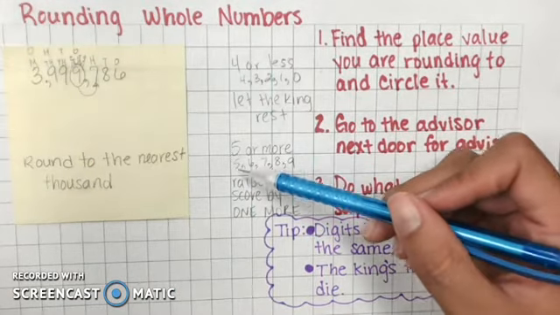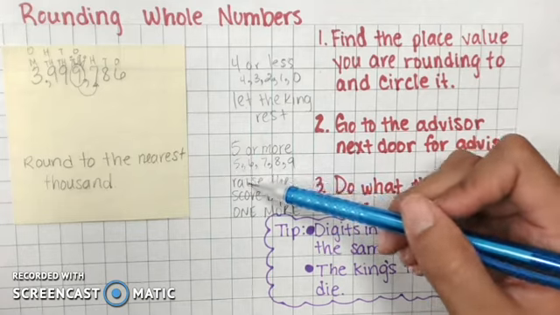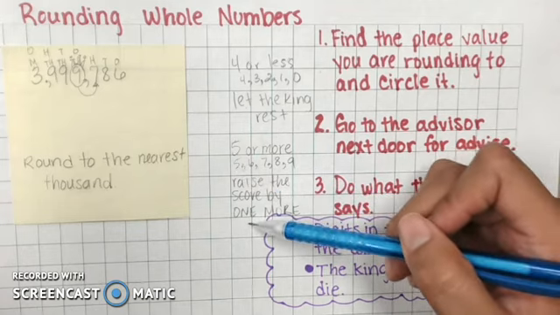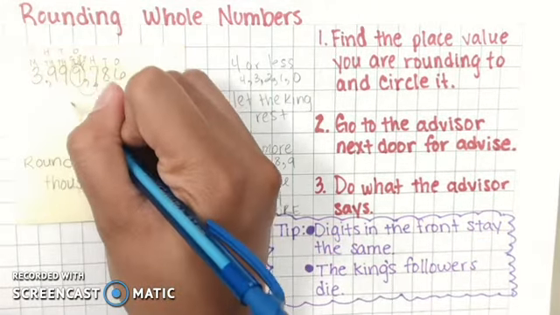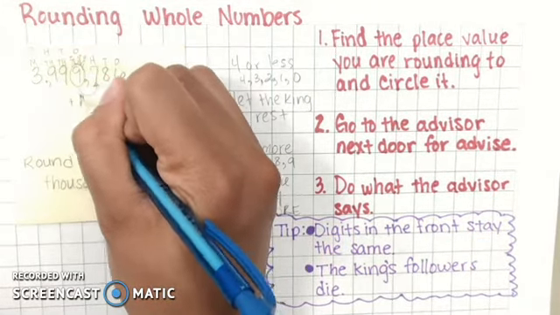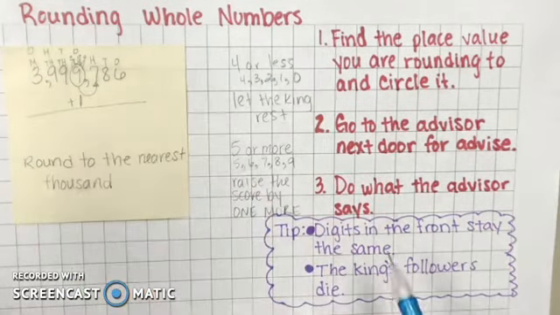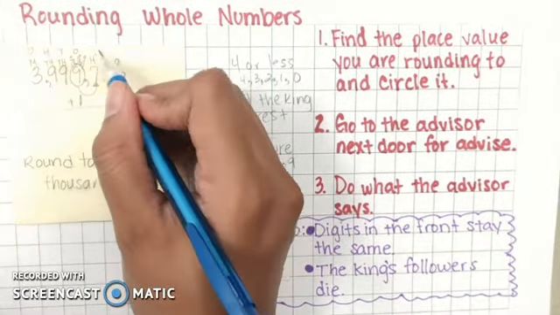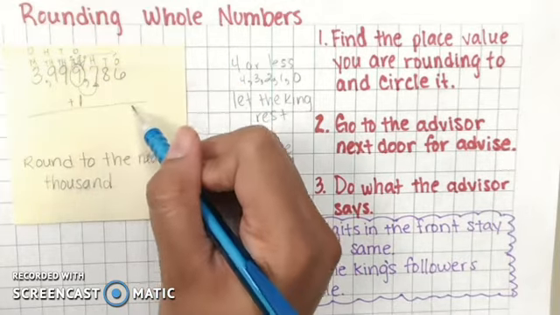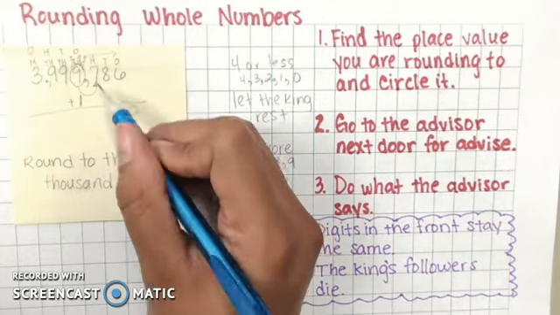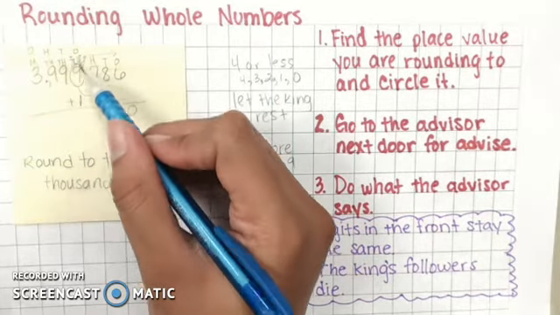5 or more, 5, 6, 7, 8, or 9: raise the score by 1 more. That means I'm going to add 1 more to my king. So I'm going to add 1 more right here. Then, I need to remind myself that everyone behind the king is going to go away. So my 6 is going to go away, 8 is going to go away, 7 goes away. Now my 9, I have to add 1 more to my king.